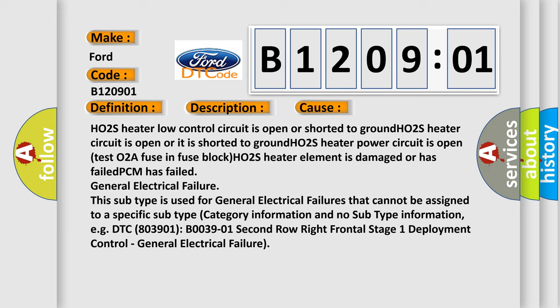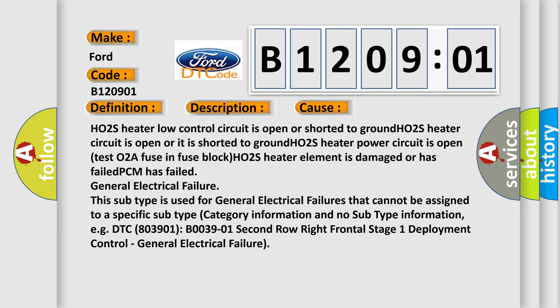HO2S heater low control circuit is open or shorted to ground. HO2S heater circuit is open or it is shorted to ground. HO2S heater power circuit is open. Test O2A fuse in fuse block. HO2S heater element is damaged or has failed. PCM has failed.